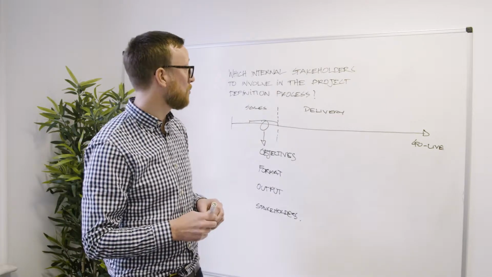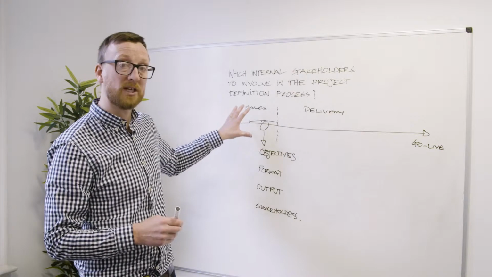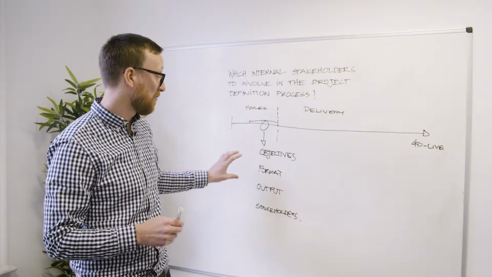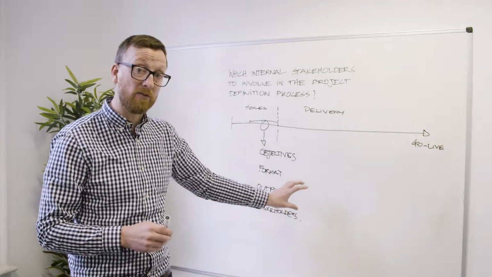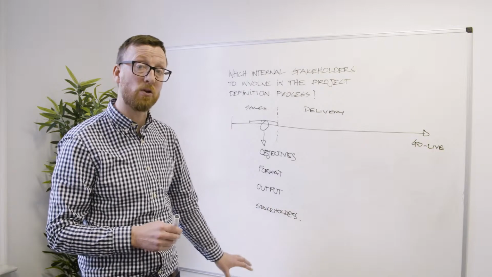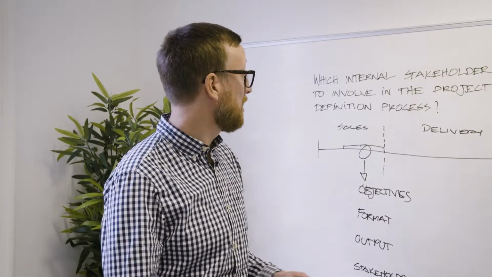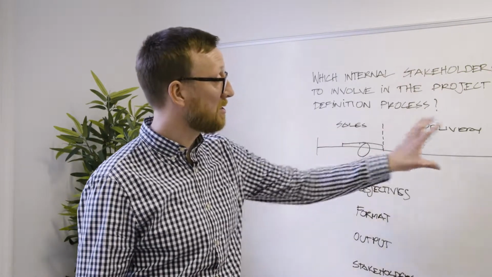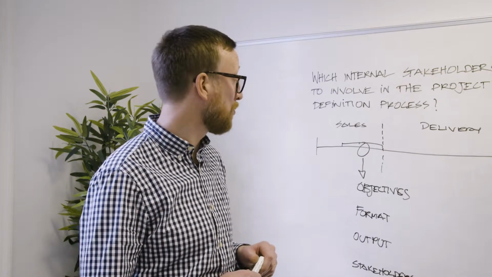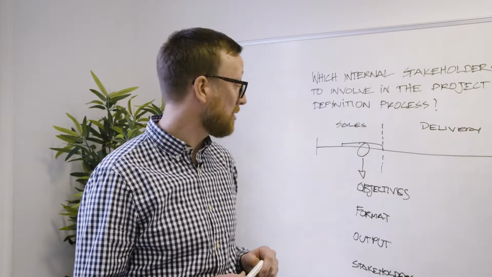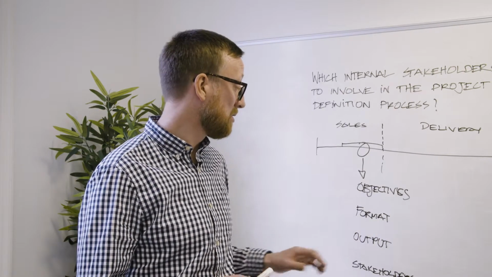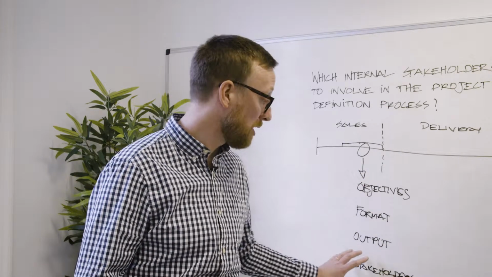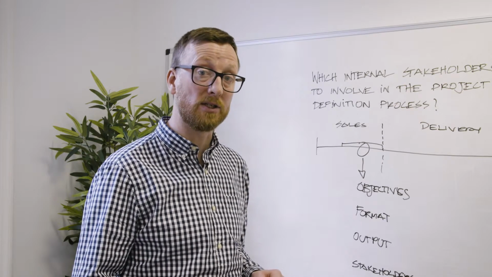So that's a quick summary of what the project definition process is, where it takes place, what the objectives are, the format of the session, the output of that session, and finally, who are the stakeholders that should attend. We looked at where this takes place in the context of the overall project, what the objectives of the session are, the format of the session, what the output of the session was, and finally, to answer the specific question, who the stakeholders or attendees to the session should be.